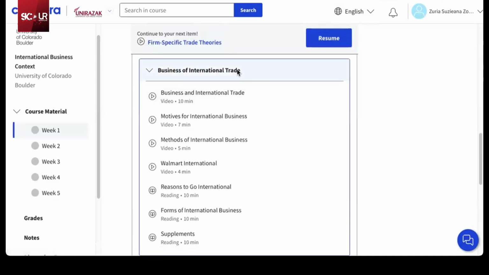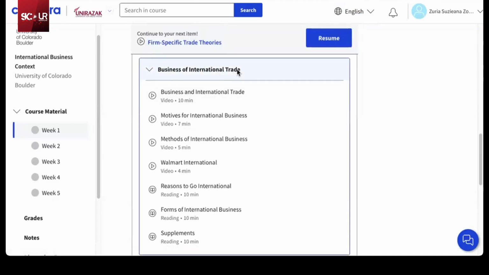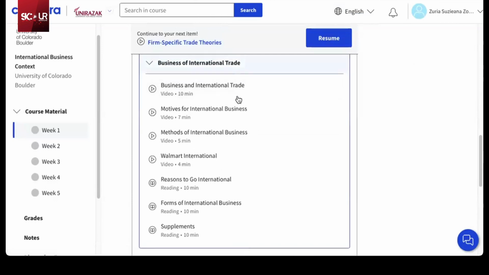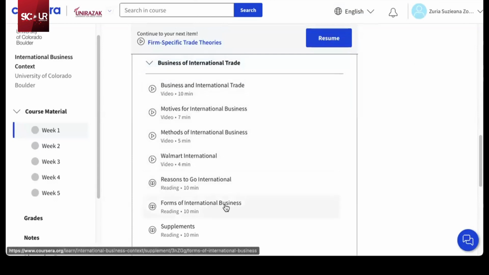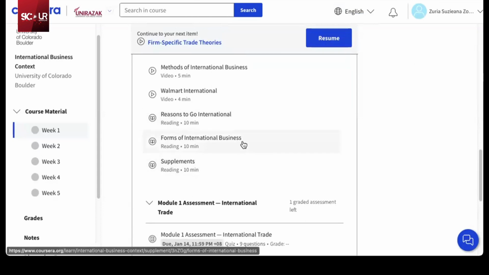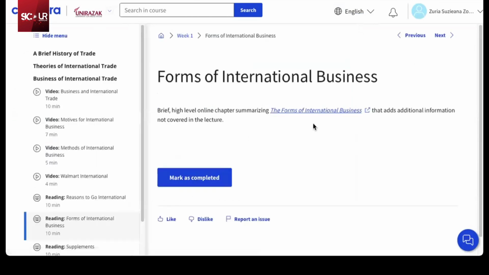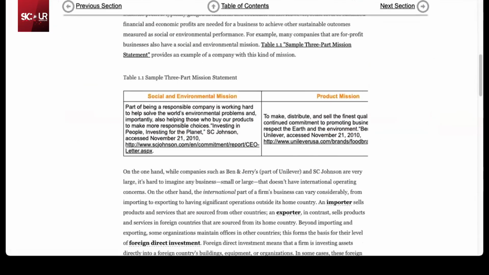And then the business of international trade. So today, for the last topic, we are going to take a look at reasons to go international. Just now I have covered that. So let's take a look at the forms of international business.